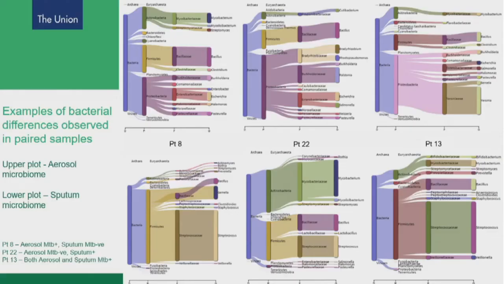Finally, I just want to show you 3 examples of the heterogeneity we saw within the microbiome that complements what we were finding in our mask sampling. The aerosol microbiomes are at the top here, and the sputum is at the bottom. Patient 8 has mycobacteria in their aerosol microbiome, but not in their sputum. Patient 22 has it in their sputum, but not in their aerosol. And patient 13 has it in both. The striking feature of the sputum microbiome is the heavy dominance of Streptococcus and other upper airway bacteria, which you would probably expect in the formation of sputum.